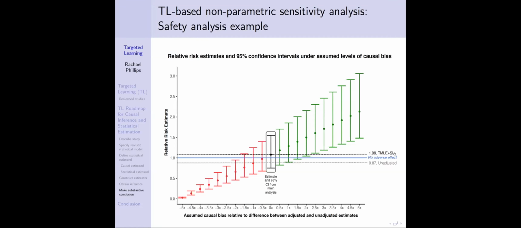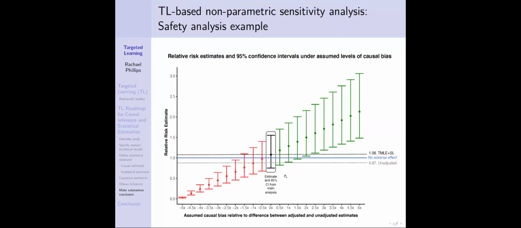We wanted to look into a sensitivity analysis to see how much unmeasured confounding would be needed in order for this drug to have adverse effects and to not be safe. So again, we looked at the difference between the TMLE and the unadjusted estimate to examine this difference, 1.08 to 0.87. That is our X. And so we can look at the assumed causal bias relative to the difference between adjusted and unadjusted estimates.